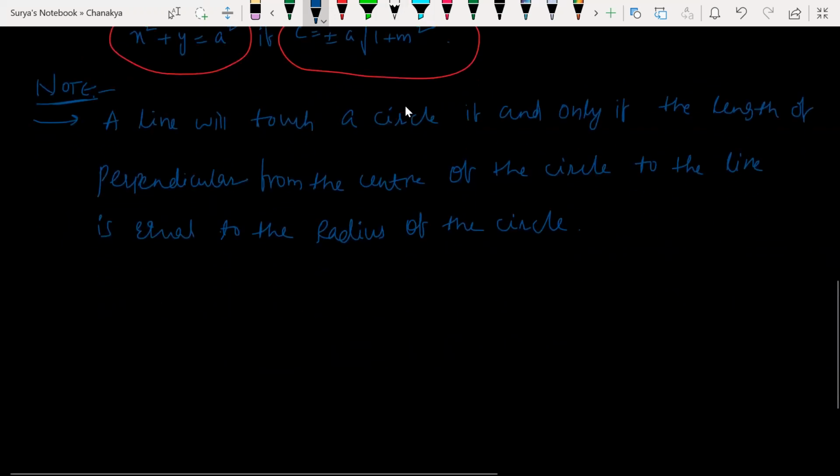Similarly, if I write, guys, look at this here.